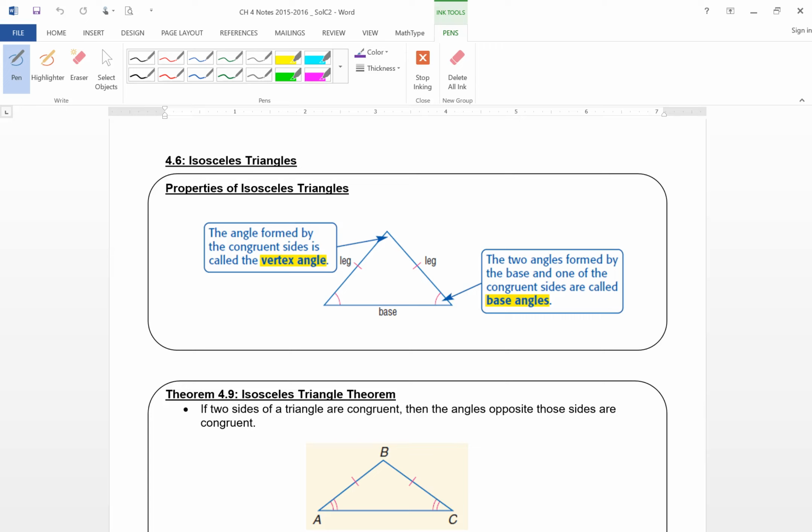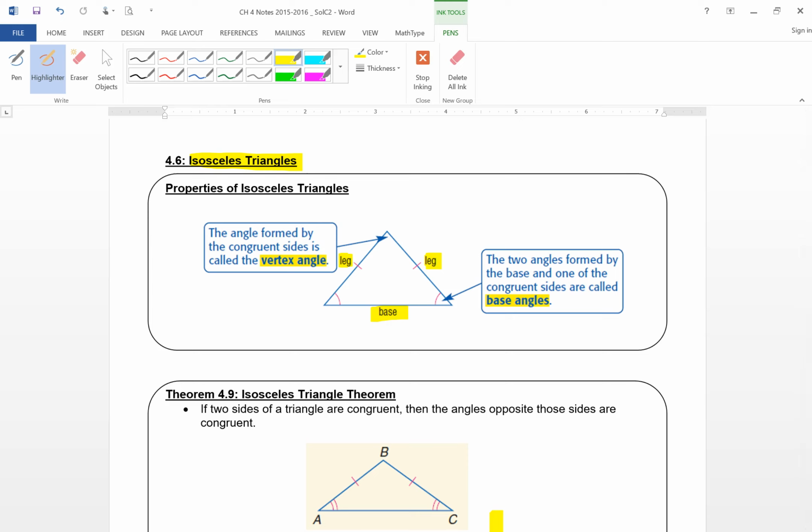All right. We know that isosceles triangles are triangles that have what? Two congruent sides, at least two congruent sides. The sides that are congruent are called legs, just like a right triangle has legs. An isosceles triangle does as well. Those are the sides that are congruent. And the side that is not congruent, so the third side, is the base.